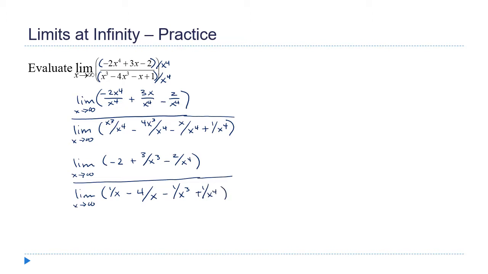All right, now you take the limit of all the individual pieces. The numerator becomes negative 2 plus 0 minus 0 over 0 minus 0 minus 0 plus 0. And now look what I've got here. I've got negative 2 over 0, and we can't do that, right? We can't divide by 0. Okay, so what I'm going to say here is that the limit does not exist, right? The function is unbounded when x gets really large.